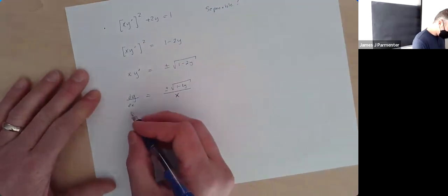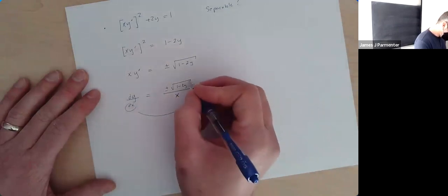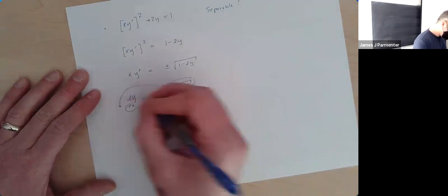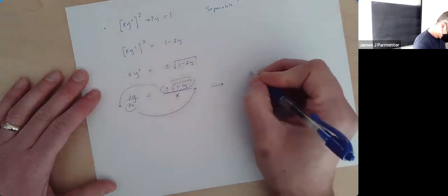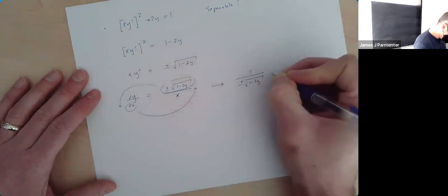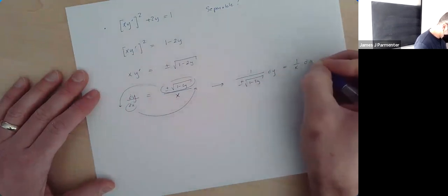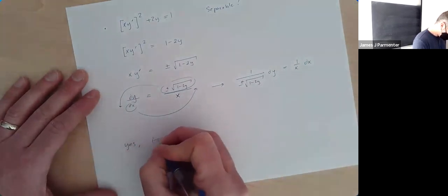I can multiply both sides by dx and divide both sides by plus or minus the square root of 1 minus 2y. So we can rewrite this as 1 over plus or minus square root of 1 minus 2y dy equal to 1 over x dx. So the answer is yes, it is separable.